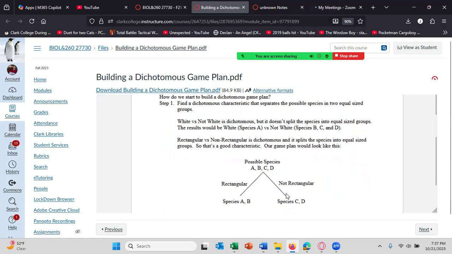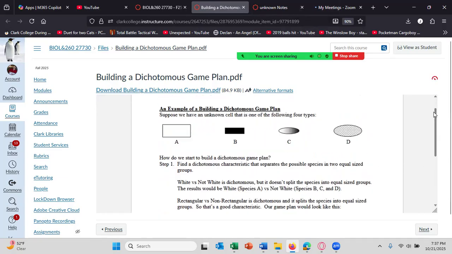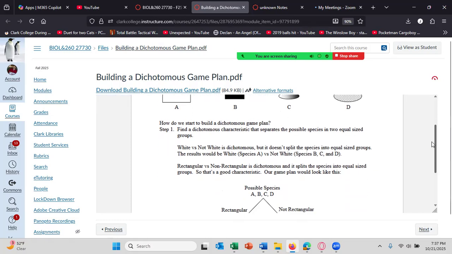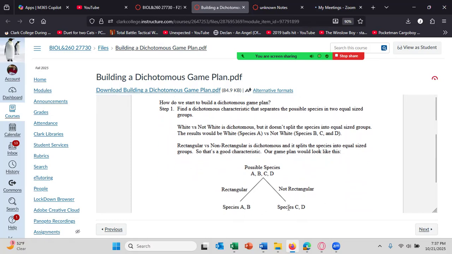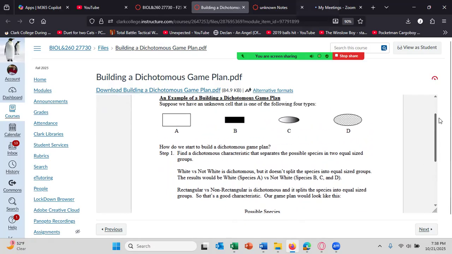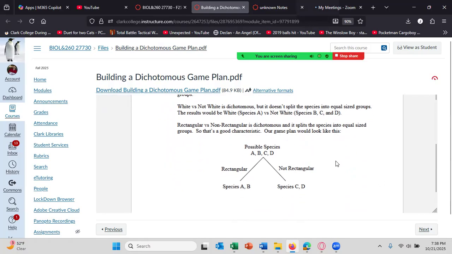What the heck happened there? We don't have that example again. Let's go ahead and start the example again. A, B, C, or D. We're going to say it's rectangular or not rectangular. If it's rectangular, it's A or B. Not rectangular, C or D. And it's not C or D, so we're going to cross that out and follow rectangular, A or B.